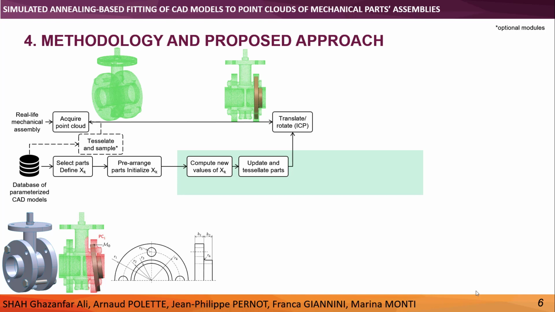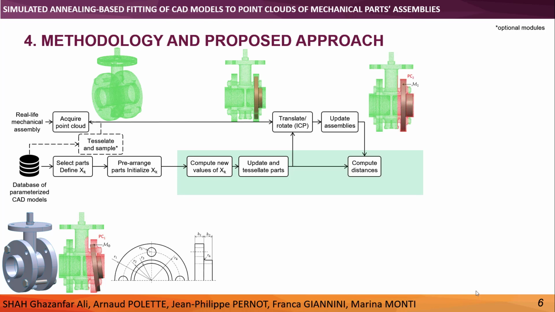After ICP, again, the CAD template is updated and tessellated to perform the task of distance computation, which is the core of this optimization algorithm. Actually, the distances are computed between the CAD model and the point cloud as a sum of squares of distances that also works as the energy that is minimized throughout this optimization loop. This optimization loop works in an iterative way until the optimization cannot further minimize the distance between the CAD model and the point cloud.